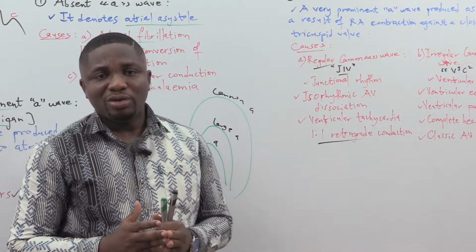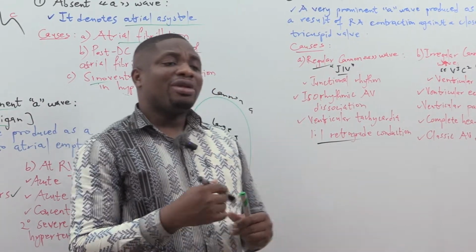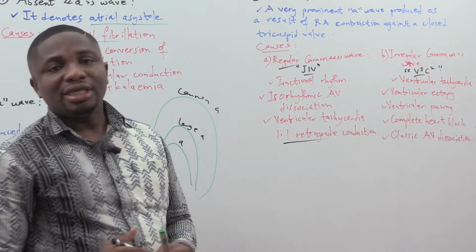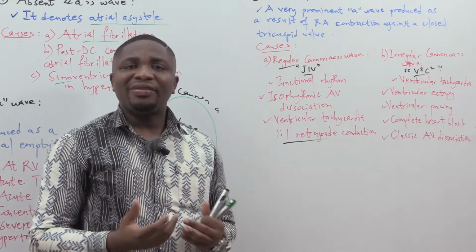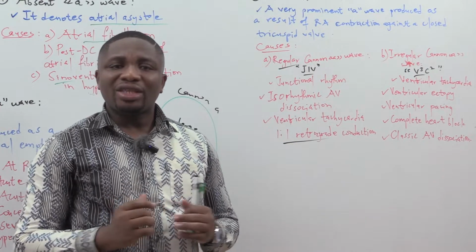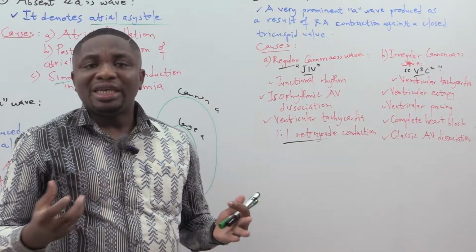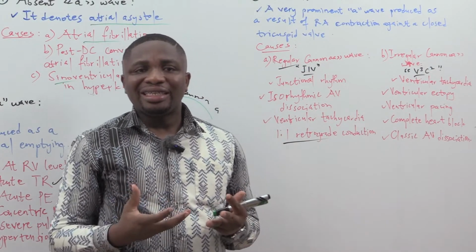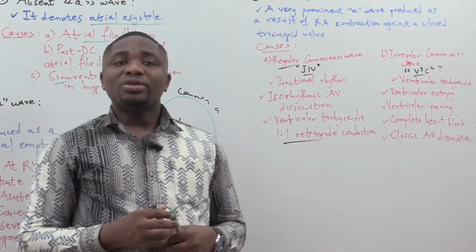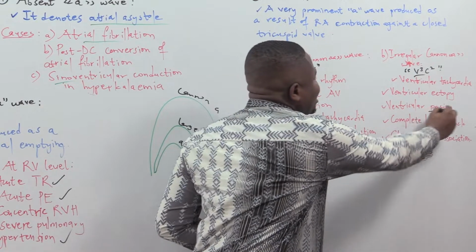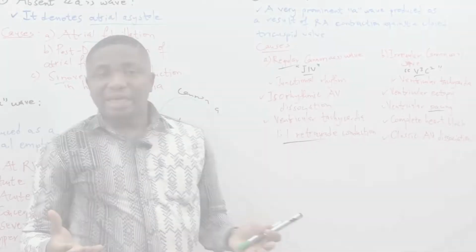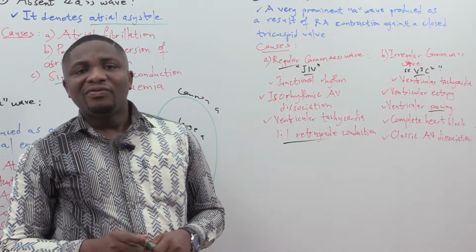Let's talk about the causes of the irregular canon A waves. For the irregular canon A waves, to easily remember, think of what? V to the power 3, C to the power 2. And what are these? We have the first one to be ventricular tachycardia. The next one, we can talk about ventricular ectopy, where you are having impulses being generated at unusual sites other than the main site in the conduction system of the heart. Then we can also talk about ventricular pacing, also known as single chamber ventricular pacing, meaning it's going to be just in the right ventricle.